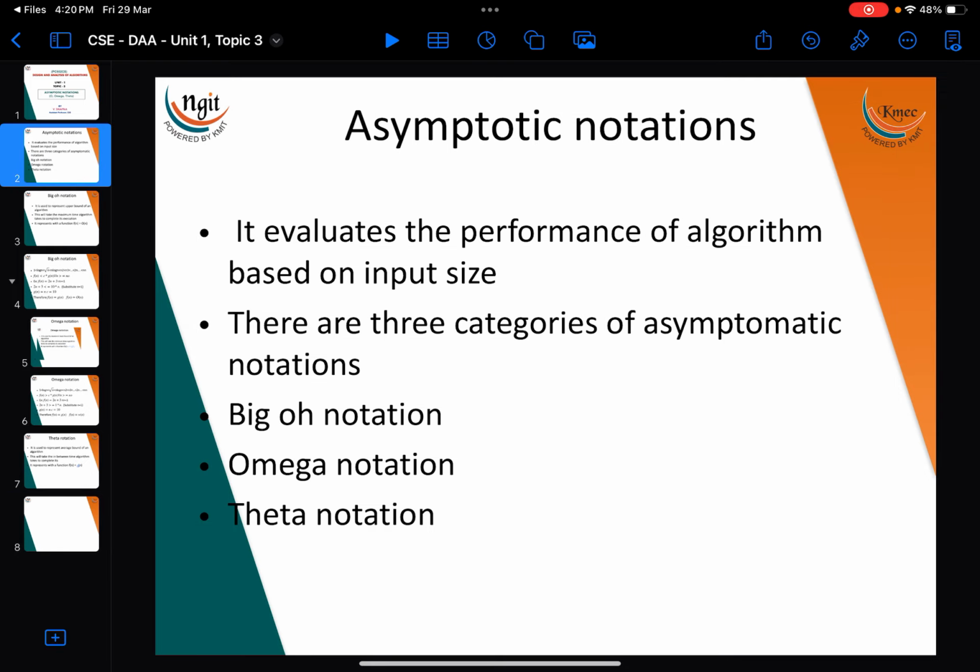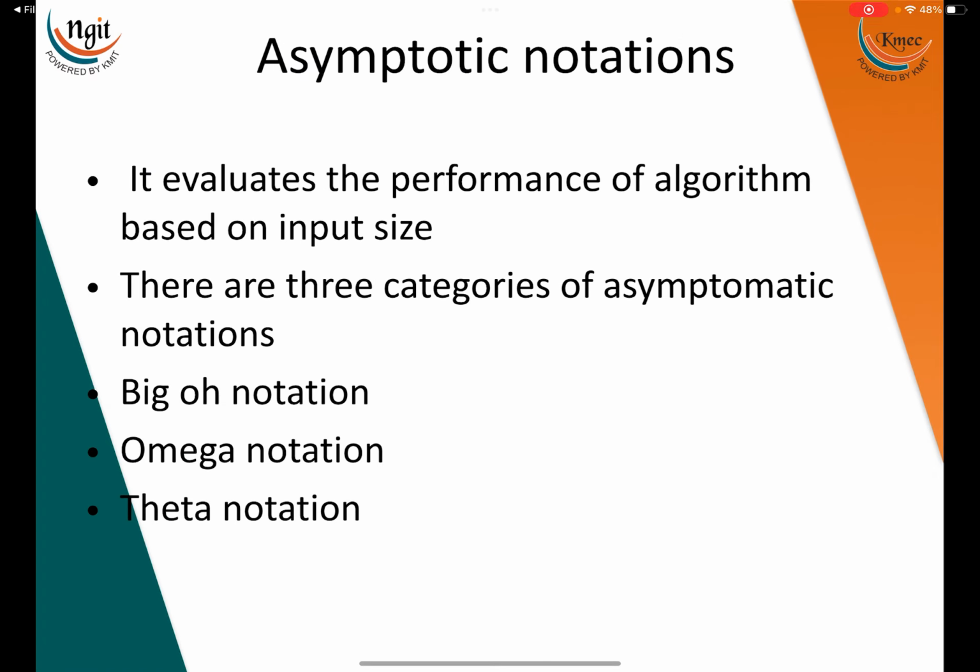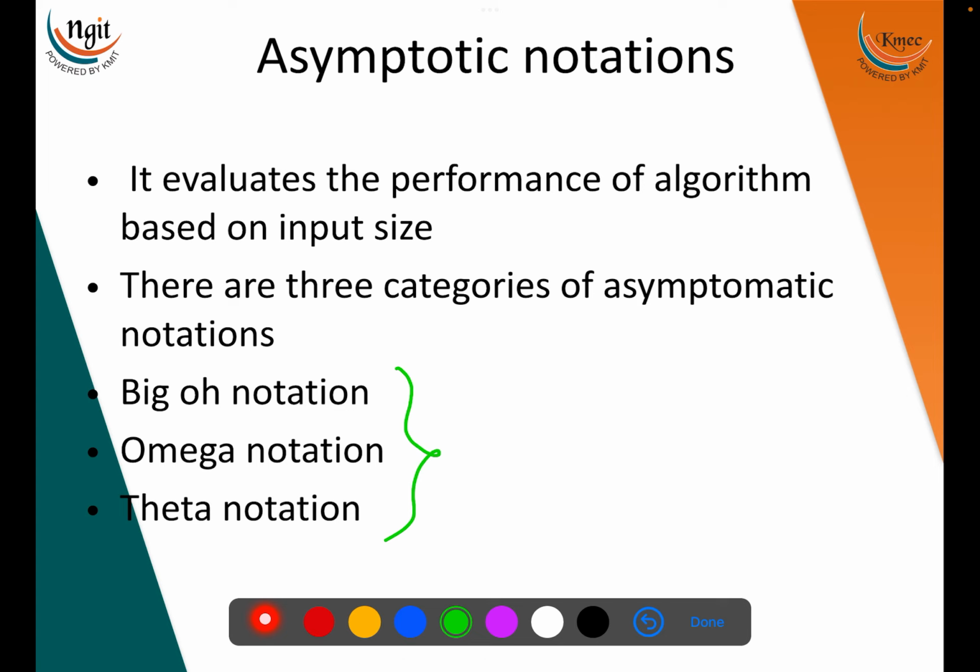So these are the three different notations in order to calculate the performance of the algorithm.